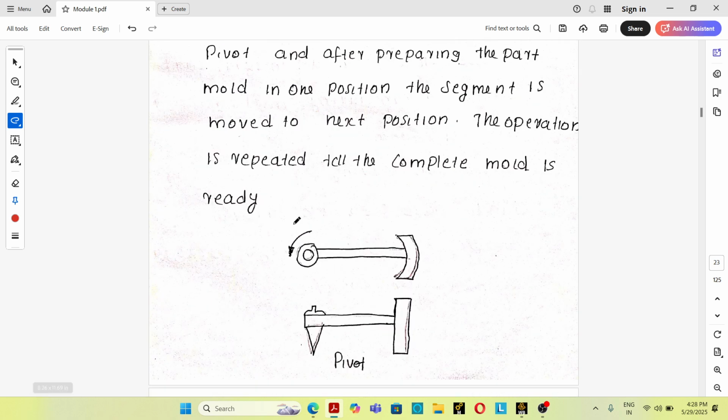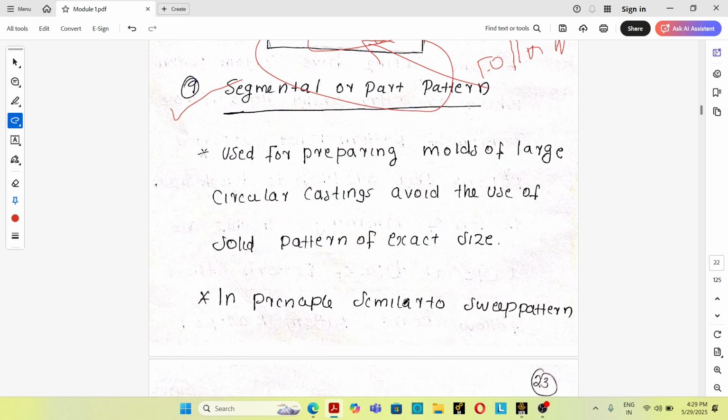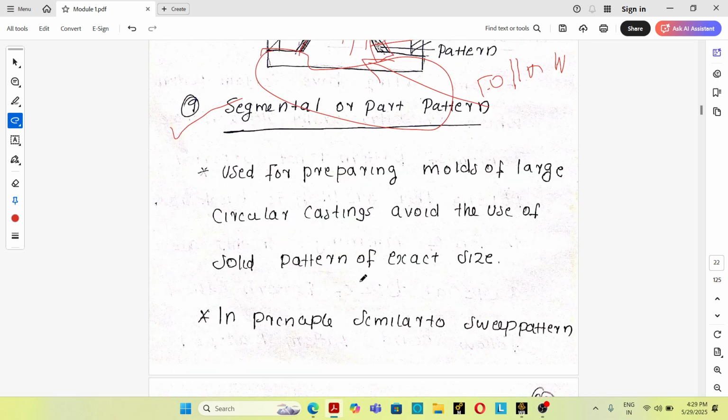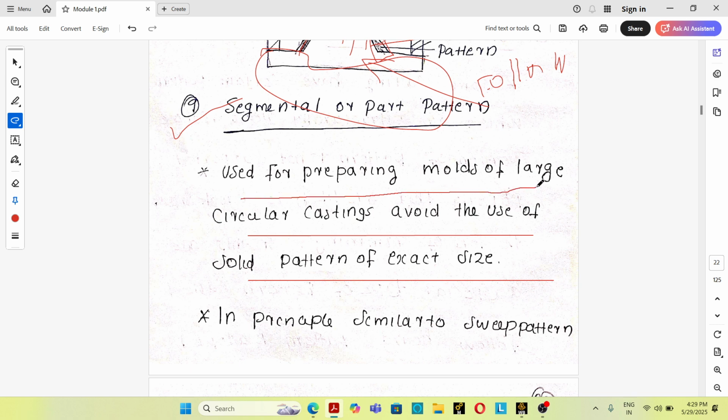See, this is the shape of segmental or part pattern. What's the main importance of segmental or part pattern is, it is used for making mold of large circular casting and avoids the use of solid pattern. Used for preparing mold of large circular casting and avoid the use of solid pattern of exact size.